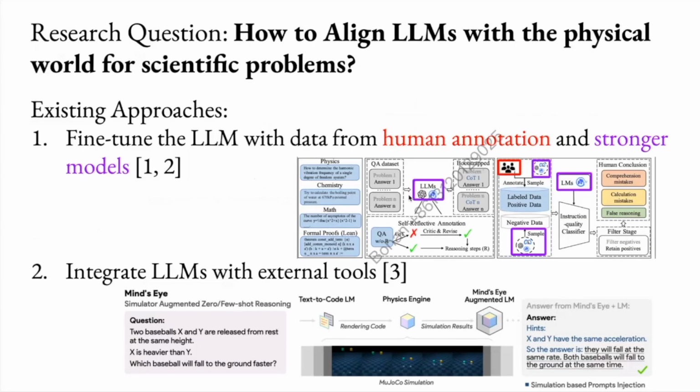So, how do existing methods address this? Existing works focus on two distinct approaches to address this challenge. The first approach involves fine-tuning LLMs using a combination of human annotation and stronger model supervision, as illustrated in this workflow diagram, which is extracted from a work called SAIGLM. However, this method has a significant limitation: it demands extensive human annotation effort and relies heavily on stronger models for supervision.